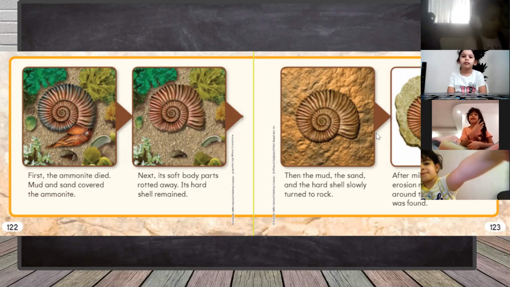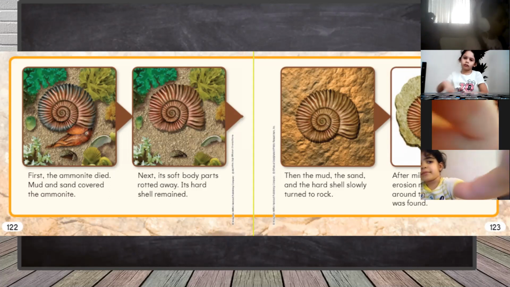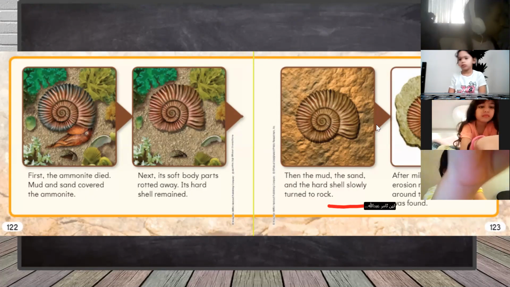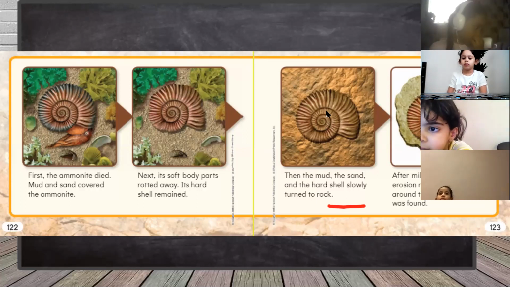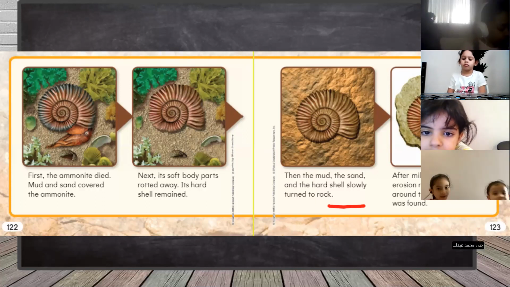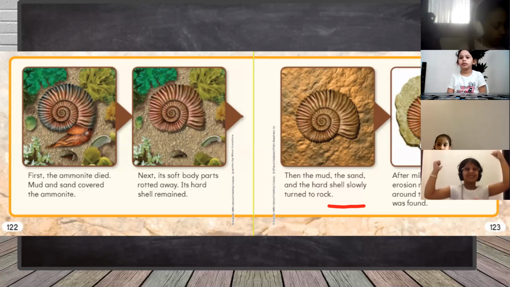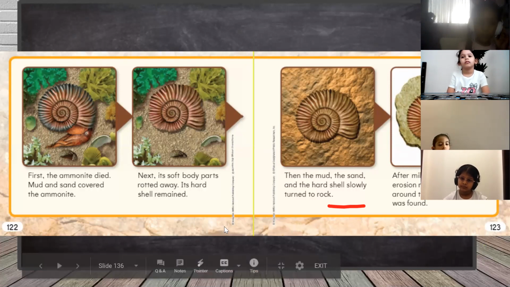Later, after millions of years, erosion removed the rock around the fossil. Then the fossil was found. Look here. The third picture shows you that the shell with the mud and sand turned to a rock and it's a full one. Can you see? Later, when there's erosion, erosion will move the rock around the fossil and the fossil will be found.